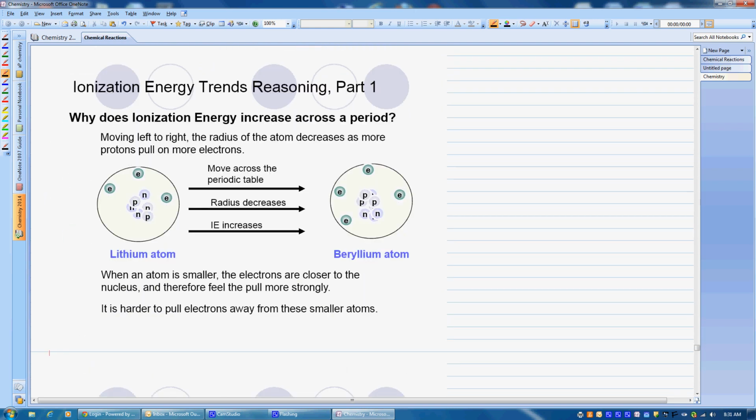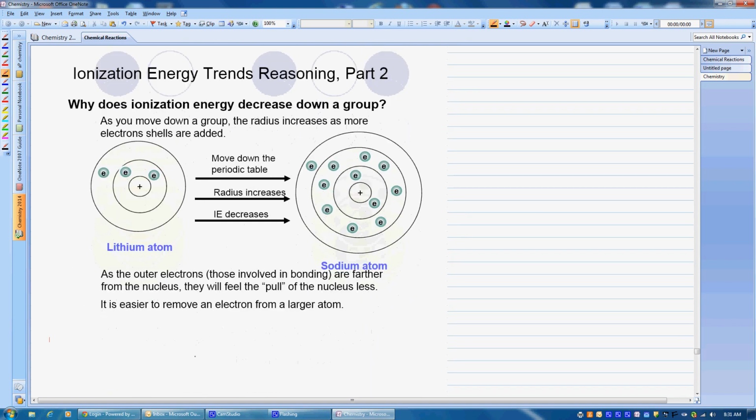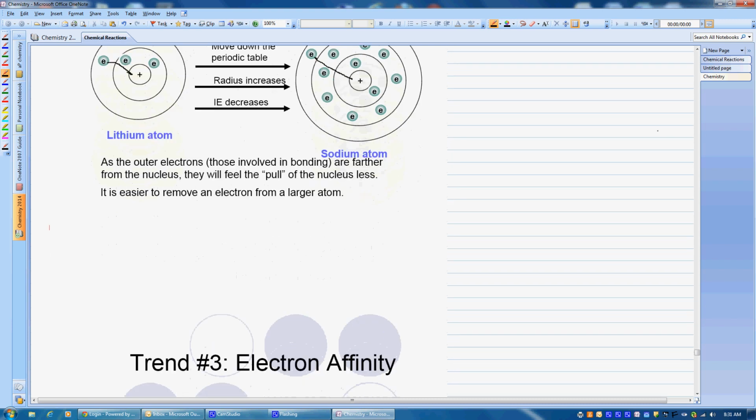Okay, and this is an explanation of that. Left to right, the radius decreases. So the protons have more pull on the electrons, so it's more difficult to take away, or it's higher ionization energy. The smaller they are, the more difficult it is to take away. And this one's the one going down, where you can see here again this electron is much further away from the nucleus here than the one over here in lithium. So when this distance is shorter, this one has higher energy, this one has lower energy. Sodium is lower on the periodic table, less pull, less ionization energy.